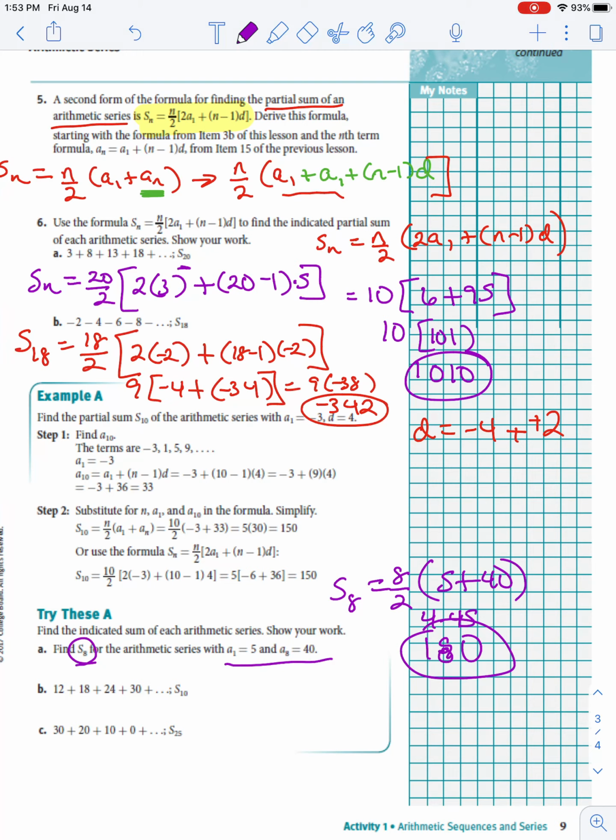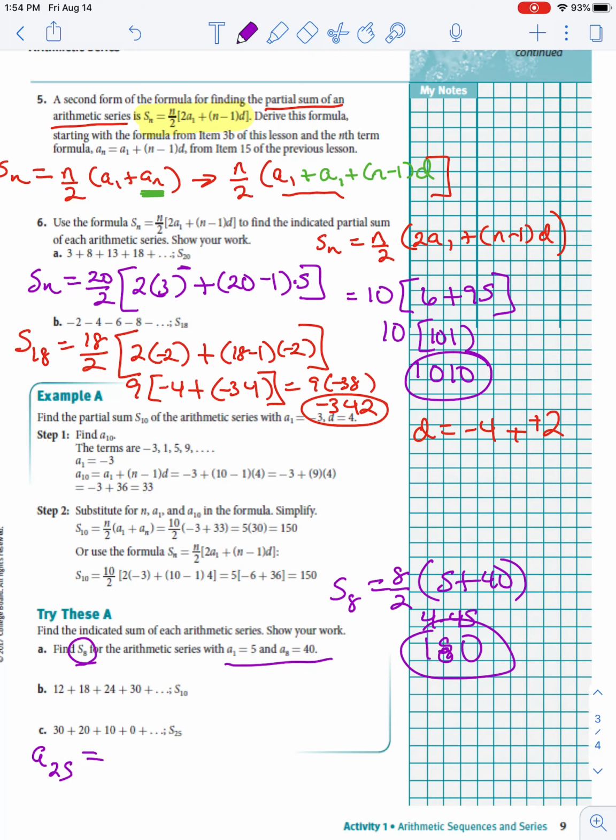Okay, now in B and C, I won't do both of those. Maybe I'll just do C since I've got room for it. In C, remember, we don't have the 25th term. So we could use the formula that we learned in problem 5, or if you don't like using the big formula, you could do the two formulas separately. So first we can use the A sub n formula.